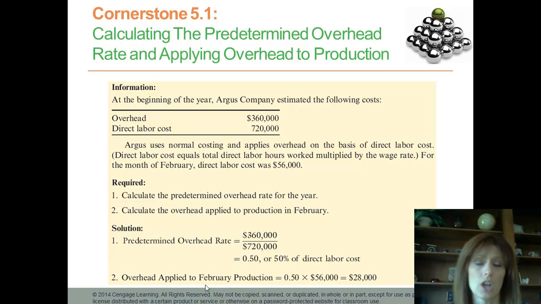I'm going to charge 50 cents in overhead to that job. So you can see here in February I had $56,000 in direct labor. I'm going to charge it 50% and I get $28,000 in overhead. So you can see for February I would have $56,000 in direct labor, $28,000 in overhead, and then whatever I would have in direct materials would make up my total cost.